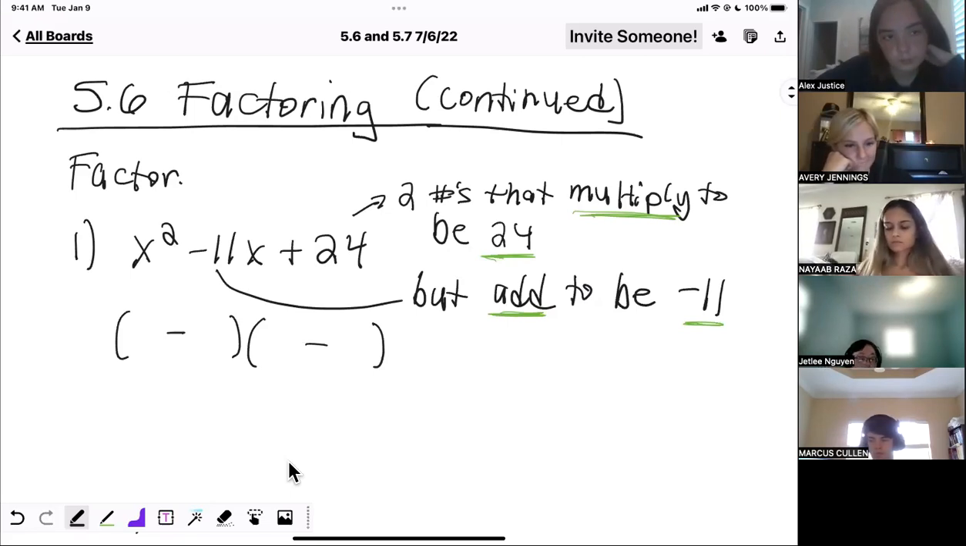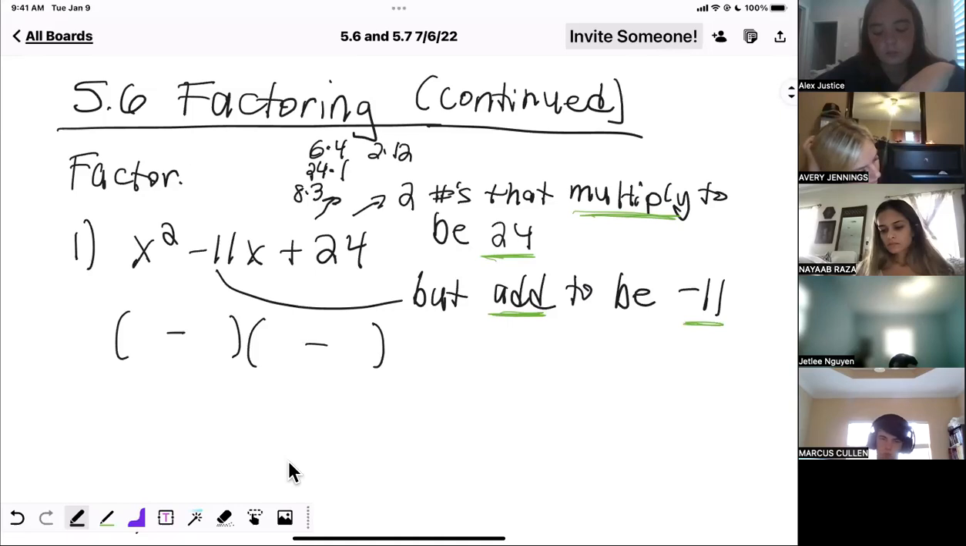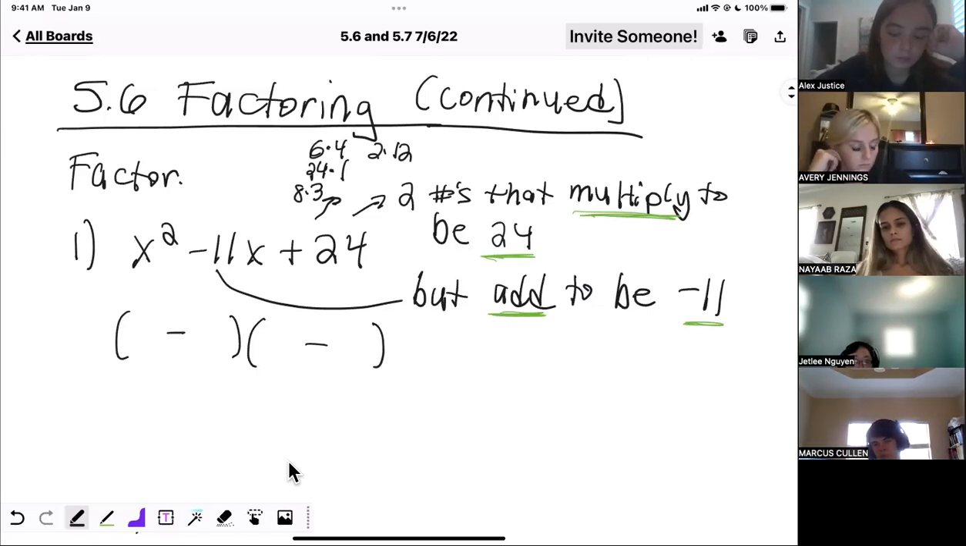Okay, so then we start thinking about numbers that we can use for 24. So we have 6 times 4. I usually don't go to the 24 times 1 unless it's a big number. But then we also have 8 and 3 and 2 and 12. Now, which two of them multiply to be a positive 24, knowing they're both negative numbers, but will add up to be a negative 11?